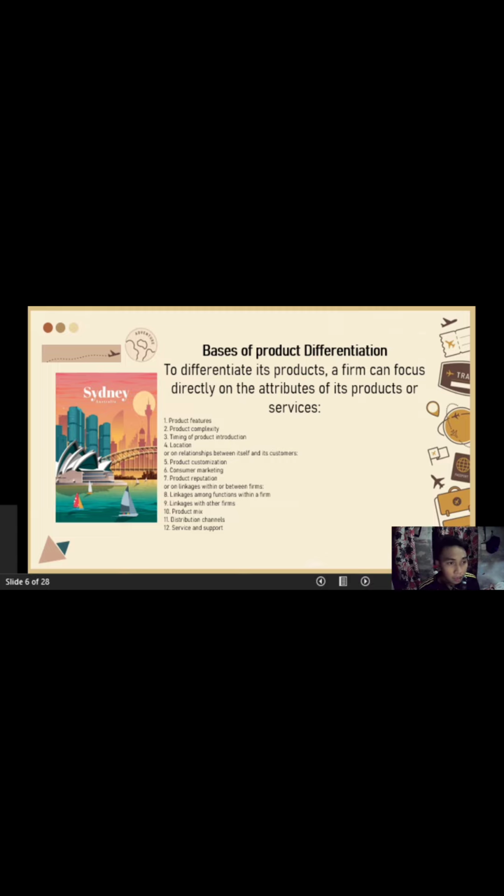So, panglima, yung product customization. Product can also be differentiated by the extent to which they are customized for particular customer applications. And also, product customization is an important basis for product differentiation in a wide variety of industry from enterprise software to bicycle po.